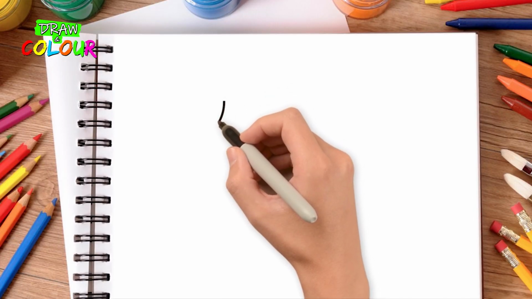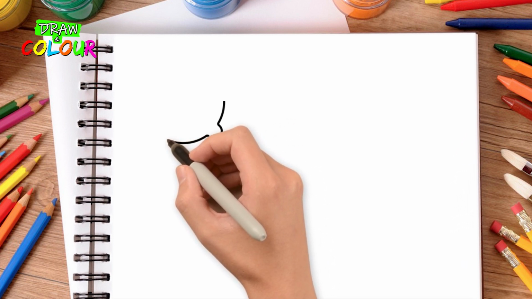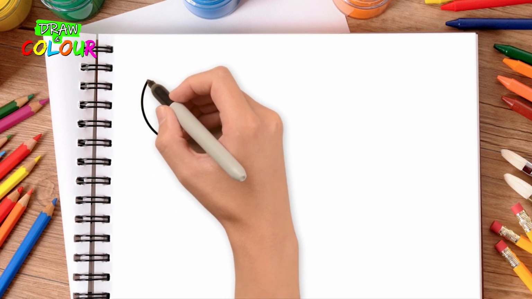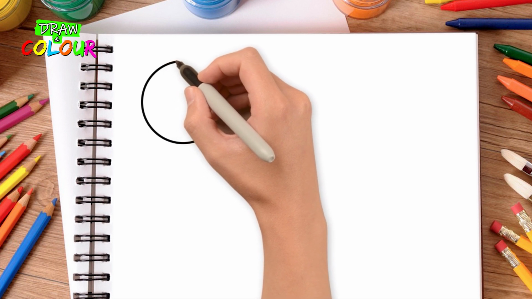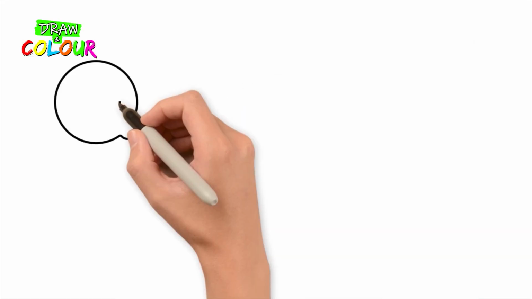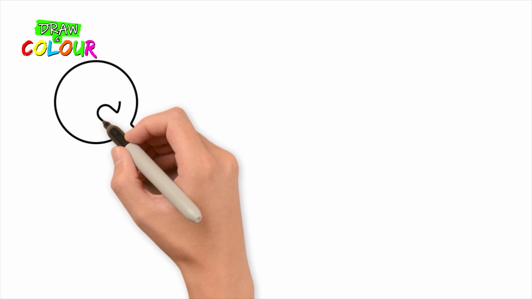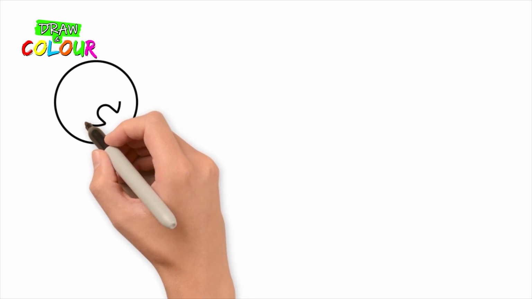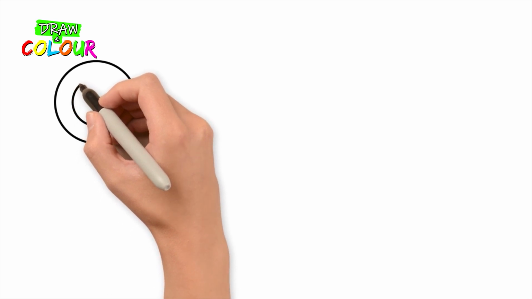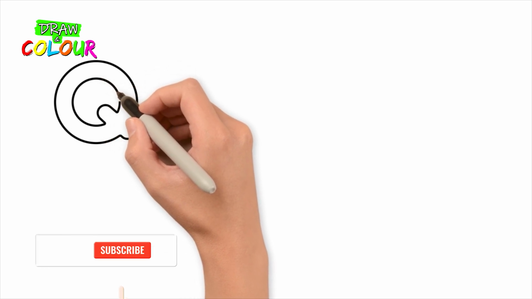Draw the letter Q with a curved line, a small semicircle, a large circle, draw inside it a curved line, a diagonal line, a semicircle, a diagonal line, and a circle. Well done! The letter Q is ready.